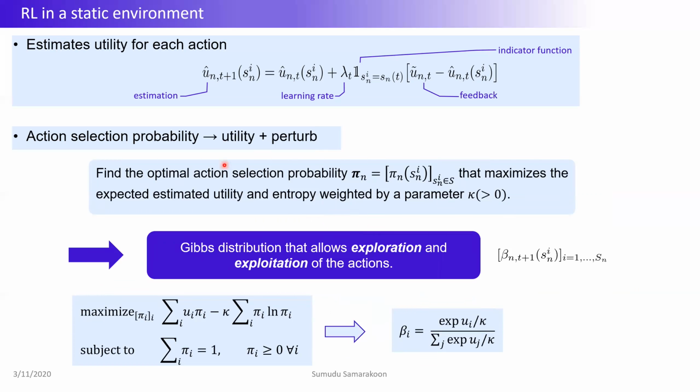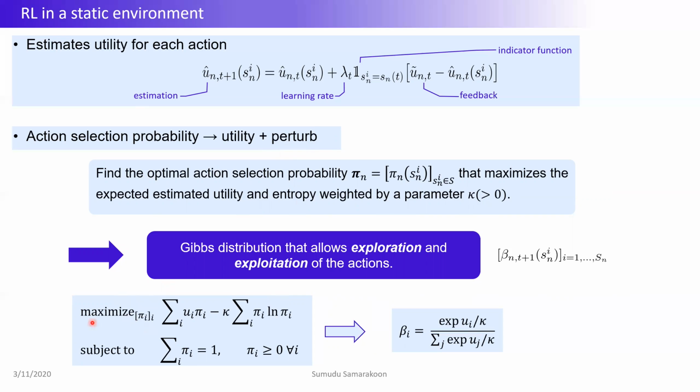Now, if we think about these two choices and how to combine them, we have an objective to maximize the utility while also exploring the choices. This would result in finding the optimal action selection probability that maximizes the utility as well as allowing certain exploration, which we can consider as entropy weighted by a parameter kappa. Ideally, this problem could be presented like this.